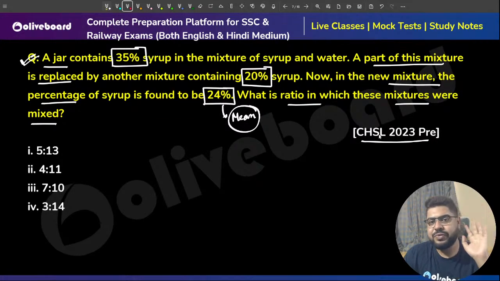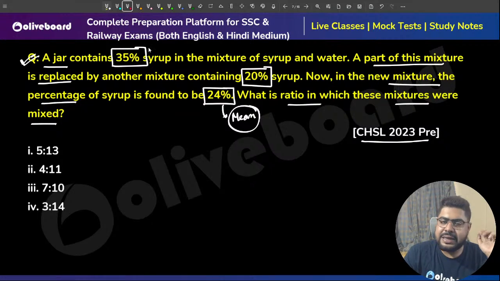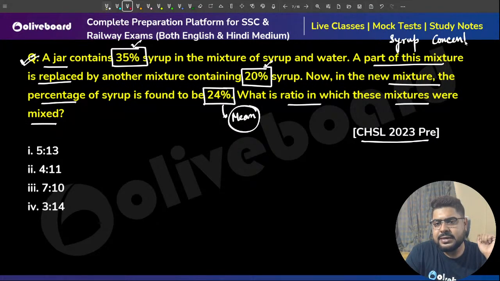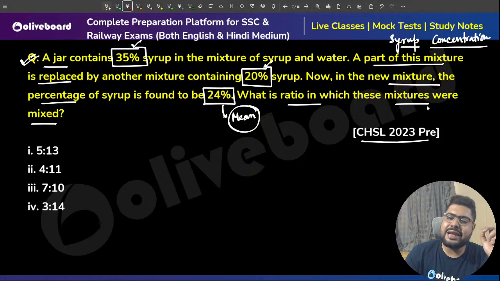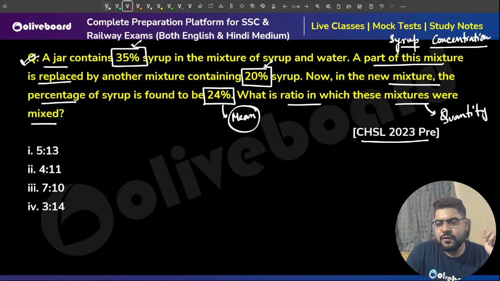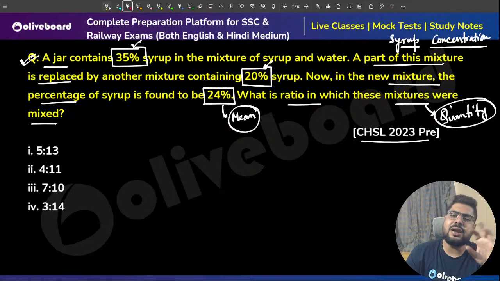Now you see, sir, understand. Here, the allegation variable: these percentages are what? These are all syrup concentrations. And what are they asking, what ratio do I need? They are asking the ratio of quantity only. But again, sir, they are all linearly related, so I can definitely use allegation.